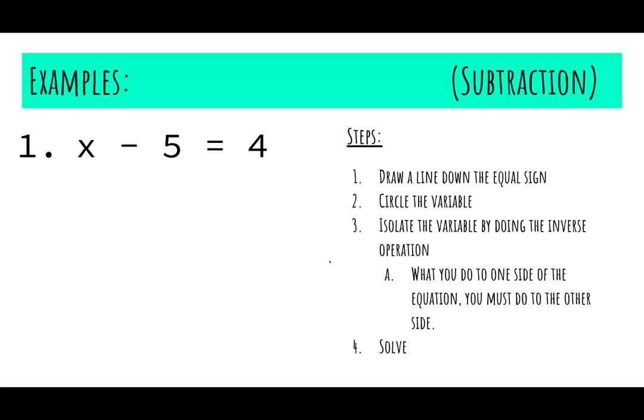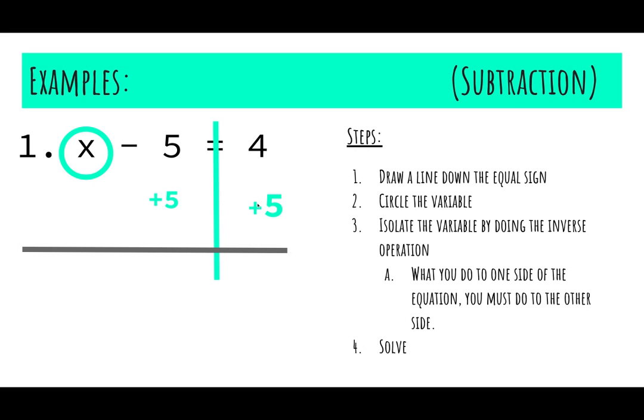Moving on to subtraction. So in this problem, we have x minus 5 equals 4. So remember, the first thing you're going to do is draw a line down the equal sign. You're going to circle that variable. You're going to isolate the variable by doing the opposite operation. So in this case, this is a minus 5, so that would be adding 5. So that's why I have a plus 5 here. Then remember, whatever you do to one side, you must do to the other side. So I'm going to add 5 to the other side. And then from there, we're going to solve.